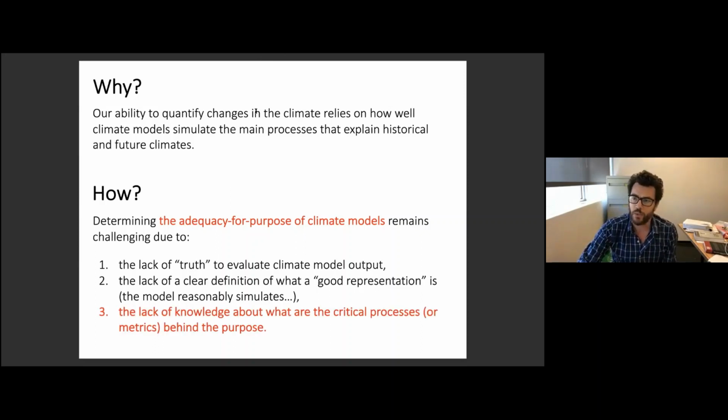And then there is another one: what we evaluate. There is a lack of knowledge about what the key or critical processes are. Eventually, when we try to evaluate the process, we need to come up with some metric to evaluate that process. And the question is whether that metric we come up with really tells us something about the overall purpose of the research.